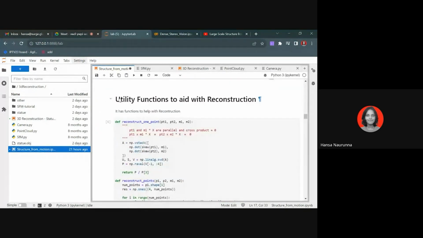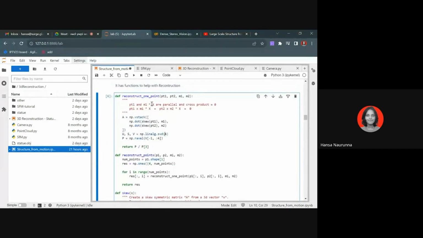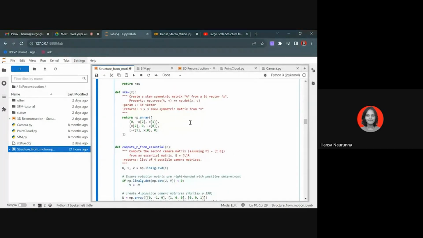Okay, so moving on, we have the utility functions to aid with the reconstruction. So this is the triangulation function that we're using. It's not using simple geometric triangulation. We're doing some SVD and figuring that part out. And so this is some other stuff.